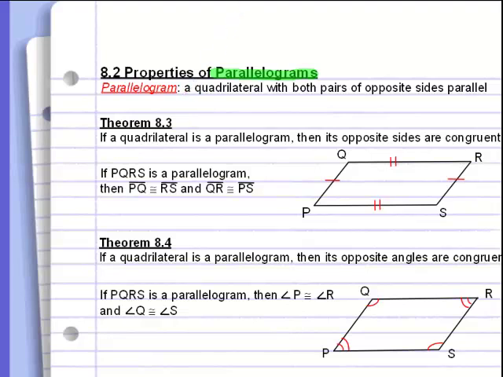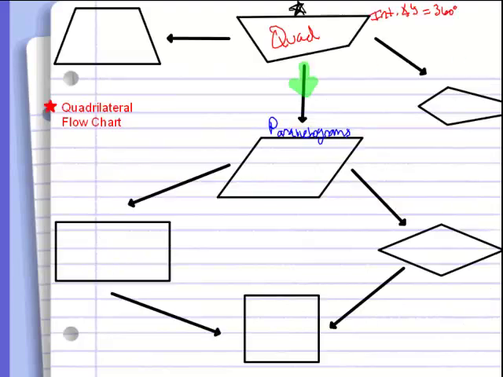Now, the first property that we're told is that a parallelogram is a quadrilateral with both pairs of opposite sides parallel. So, because both pairs of opposite sides are parallel, I'm going to draw the parallel symbols on the top and bottom and on the sides. I'd like you to make sure that you're doing this also. Looks something like that.